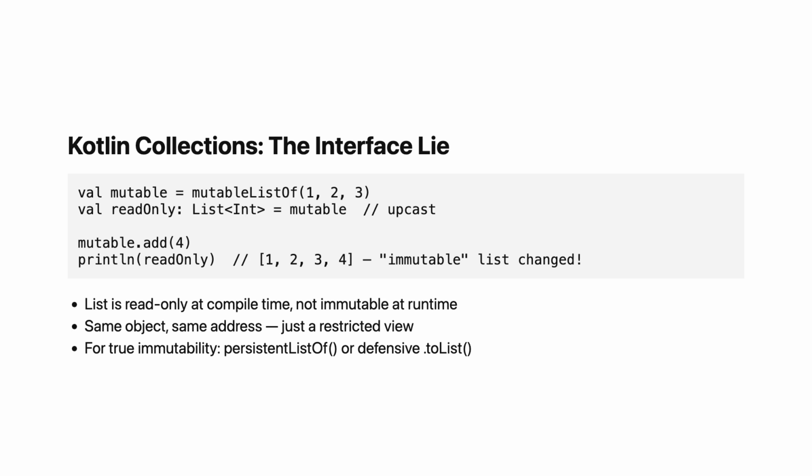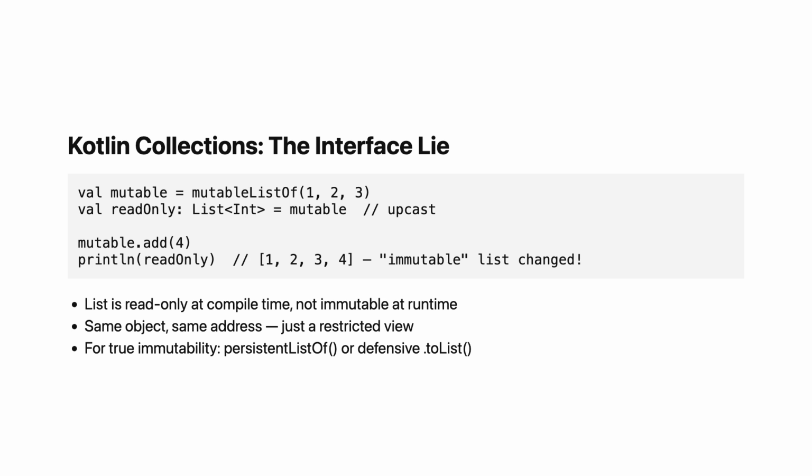Here is something that trips up even experienced Kotlin developers. When you write val items: List<String>, you think you have an immutable list. But you might not. Kotlin's List interface is read-only. It does not expose add or remove. But the actual object behind that interface might be a MutableList that was simply upcast.